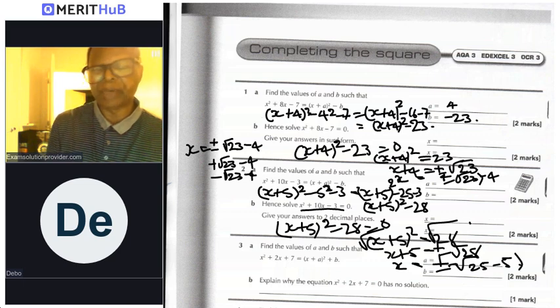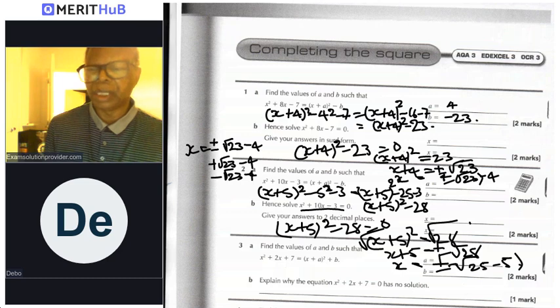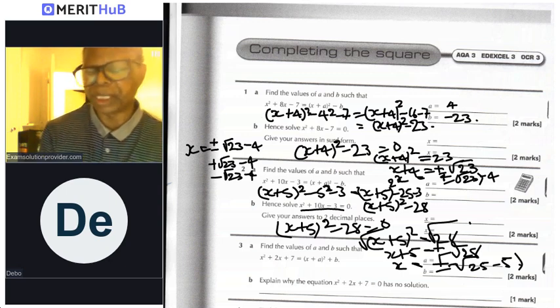Again, like this one, once you get this, the first answer is going to be plus square root of 25, which is 5, and then take away 5, which is going to be 0. The next one is going to be minus 5, which means it's going to be minus 10. So the answer there is 0 and minus 10.